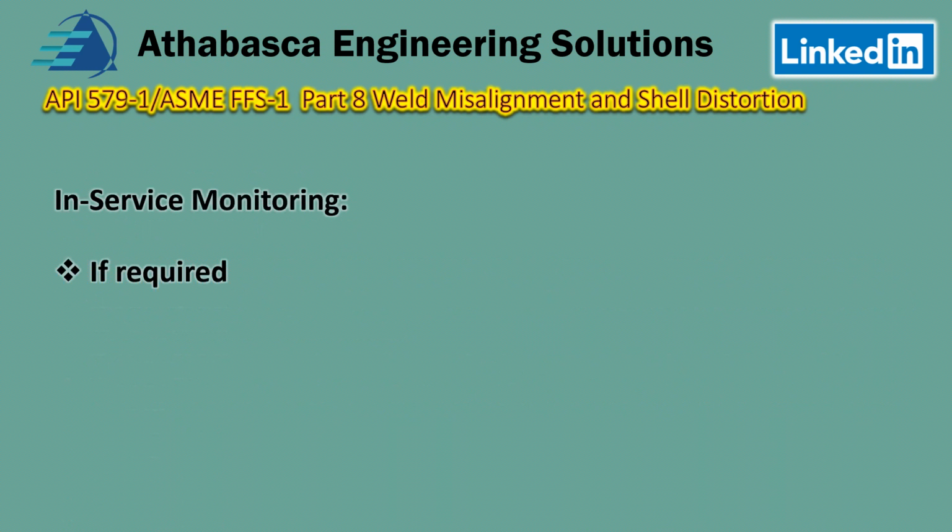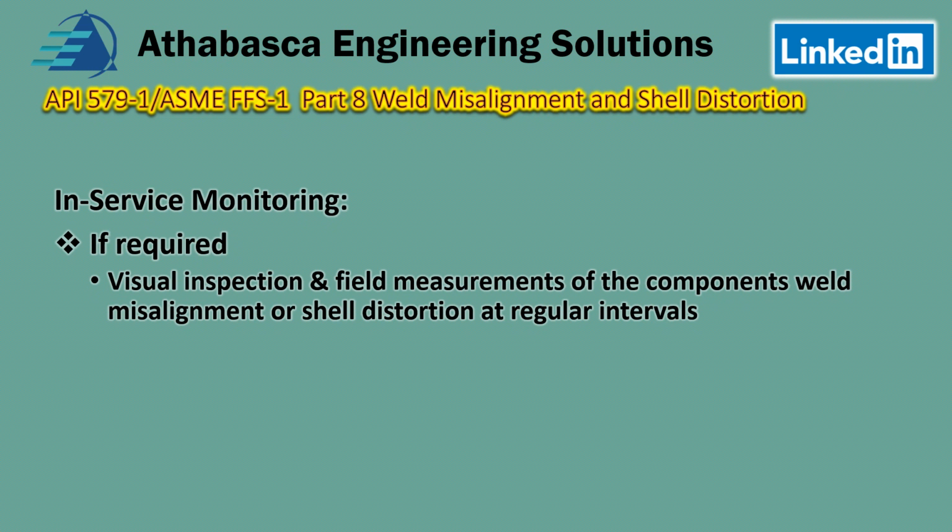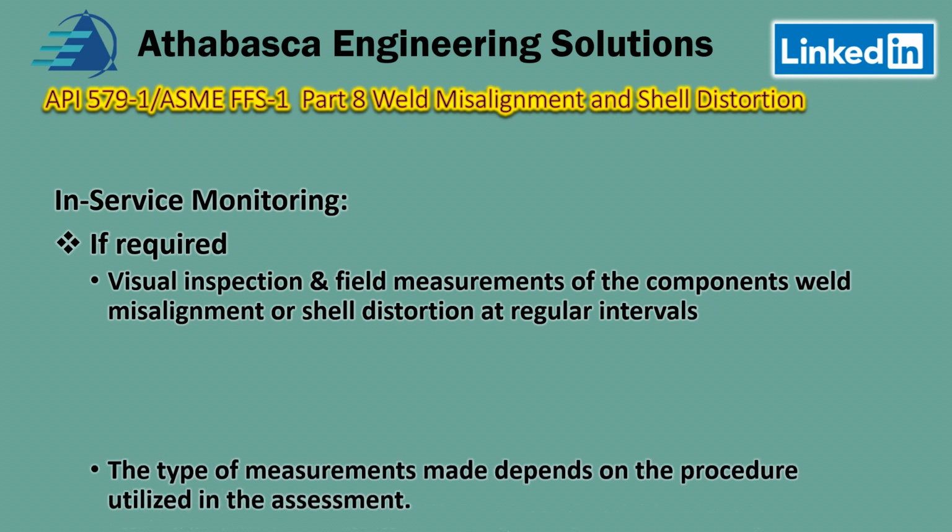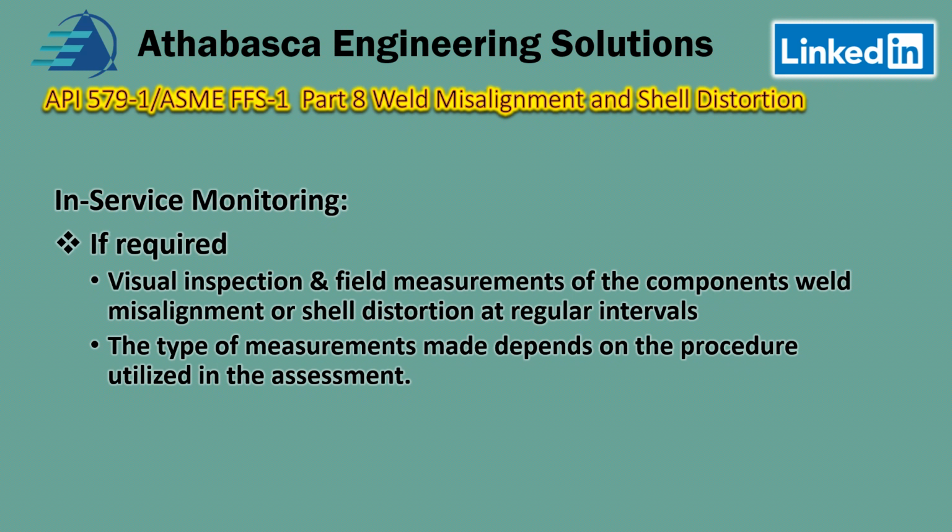About in-service monitoring. Now, for example, you go through those cases in the previous slide, and we find that if it is required, then API stipulates that visual inspection and field measurements of the component's weld misalignment and shell distortion have to be performed at regular intervals. And they don't get into how many intervals are required. There are some sections in Part 2, for example, where they start to talk about how to make a judgment. But at the end of the day, it's up to the inspector and the owner to decide the intervals. The second thought is the type of measurements that are made depends upon the procedure utilized and the owner's specifications in the assessment. But there are some recommendations that API makes a little bit further into the presentation here.